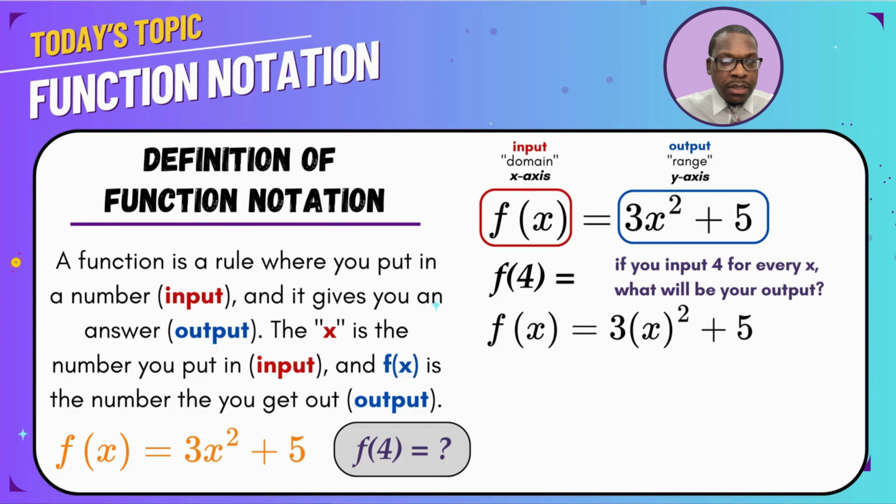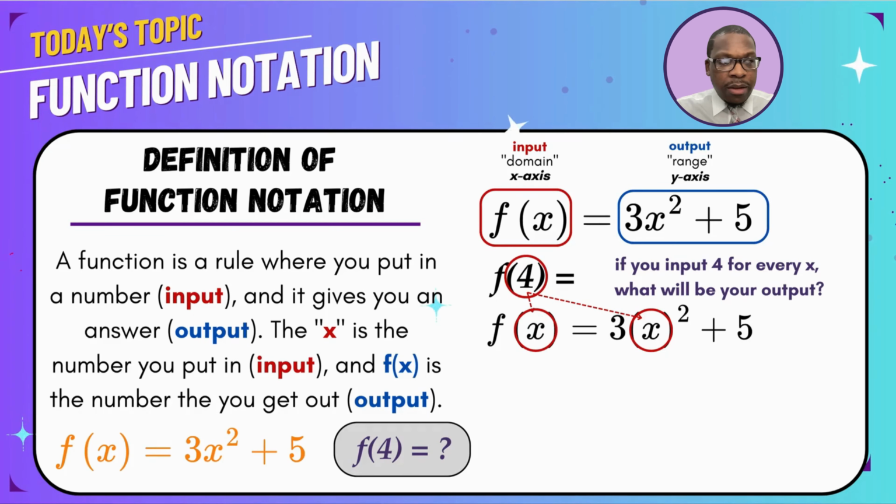So let's take a look at our example one more time. f of x equals 3x squared plus 5. So f of 4 is saying if you input 4 for every x, so that is an x, here's another x. Our x is here, our x is there. It's asking us if we input 4 for every x, what will be our answer?